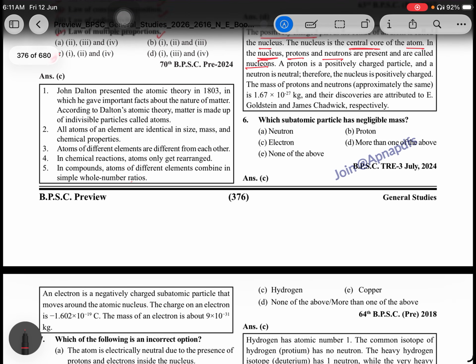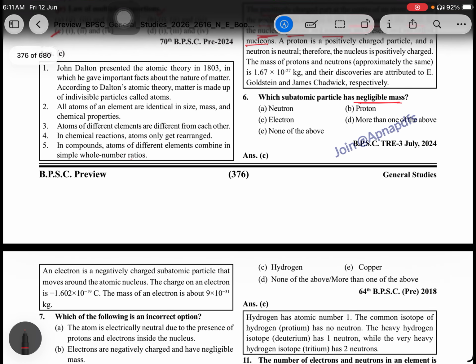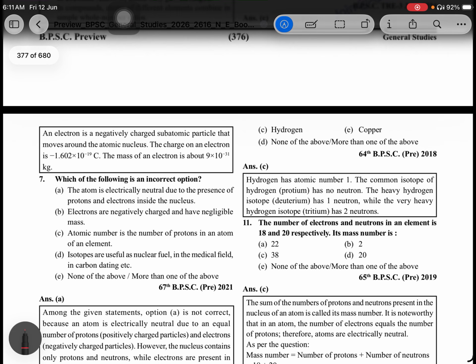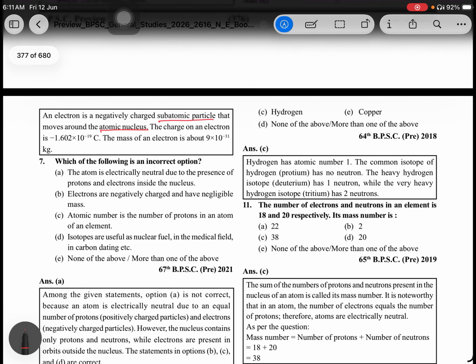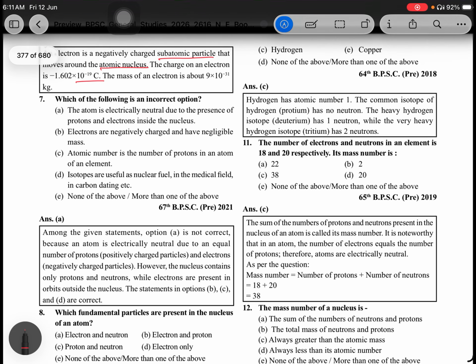Which subatomic particles are negligible in mass? That is electrons. Electrons are negatively charged subatomic particles that move around the nucleus. The charge of an electron is 1.602 multiplied by 10 to the power minus 19 C.